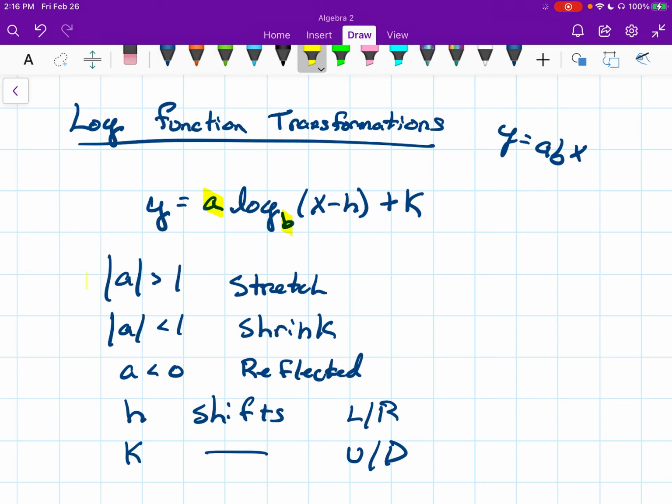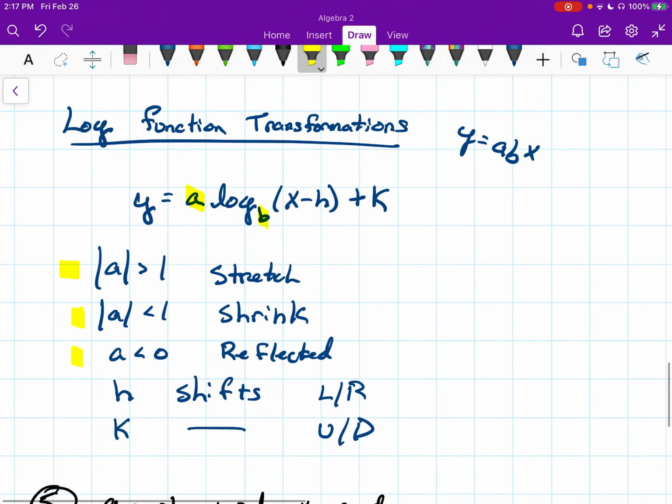The big idea here is whenever the absolute value of a is bigger than 1, it's a stretch, so it will get taller. Whenever it's less than 1, it will get shorter. It'll get closer to that axis. Whenever a is negative, whenever there's a negative out front, it's reflected. h, just like we've always seen before, shifts it left and right, and k shifts it up and down, right? This is the same kind of layout that's used for exponentials, the same kind of layout that's used for quadratics.